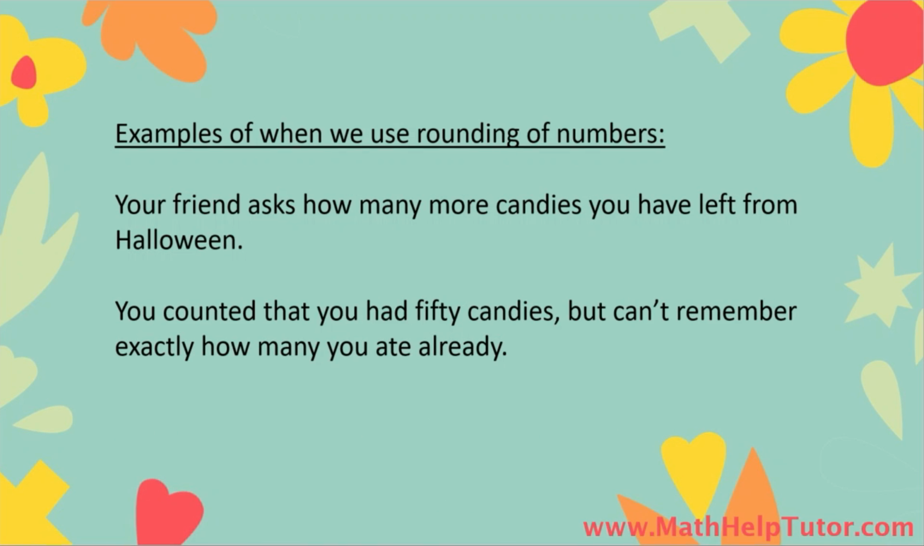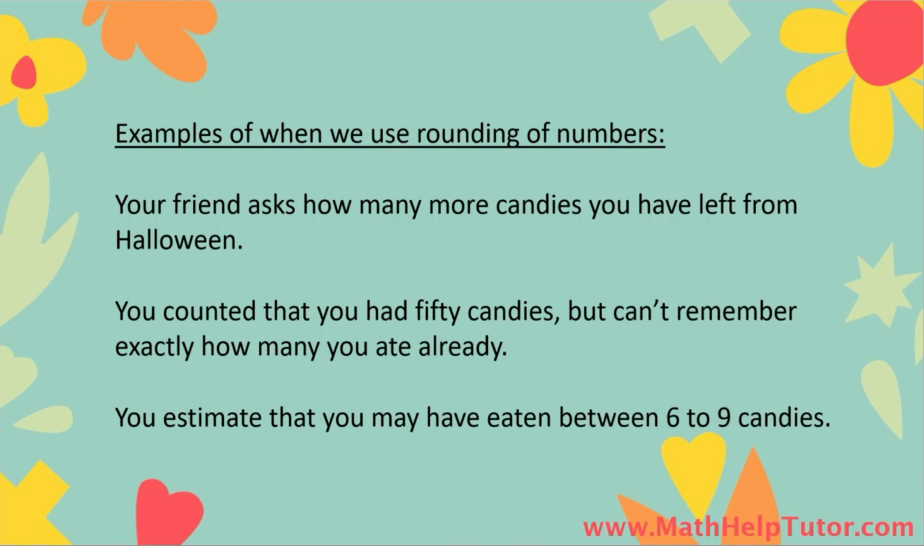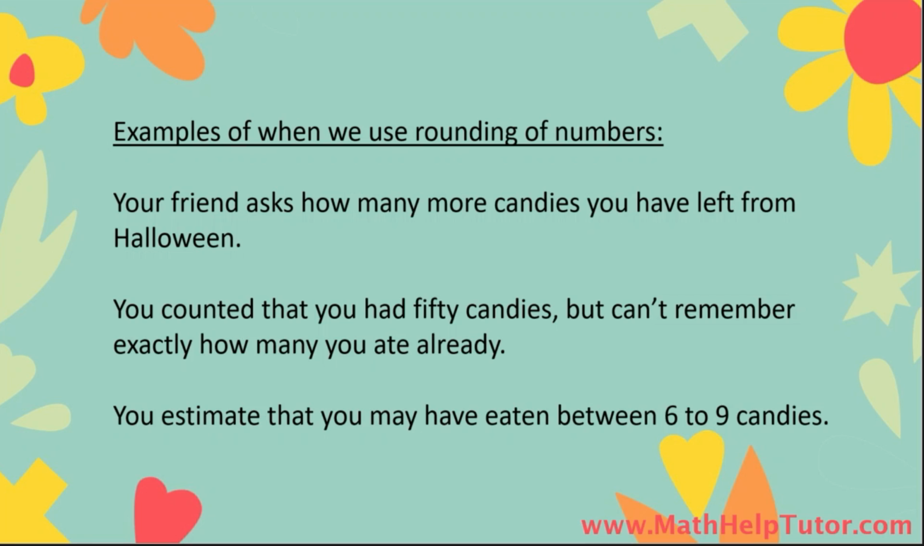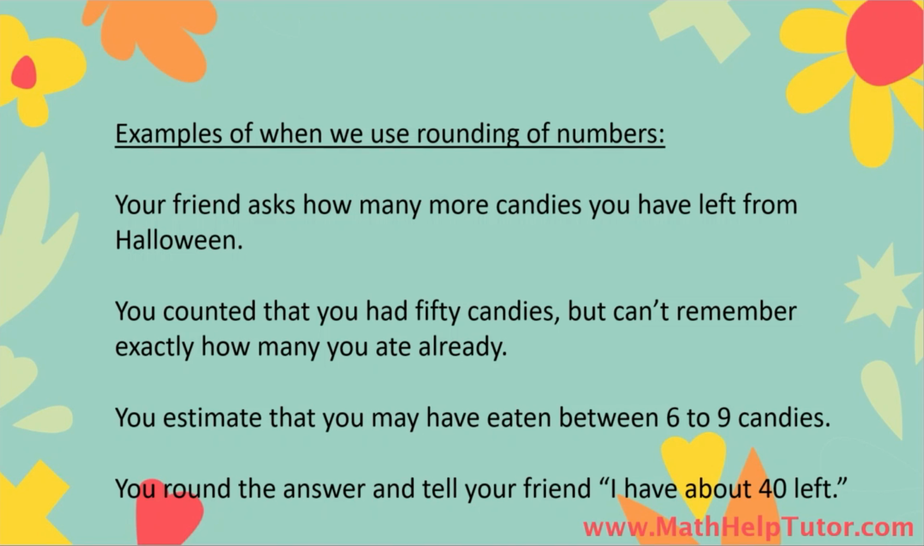Here's another example. Your friend asks how many candies you have left from Halloween. You counted that you had 50 candies, but can't remember exactly how many you ate already. So you estimate that you have eaten maybe between 6 to 9 candies, and you round the answer and you tell your friend, I have about 40 left.